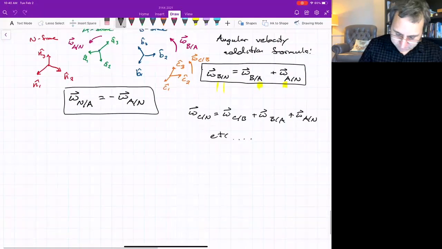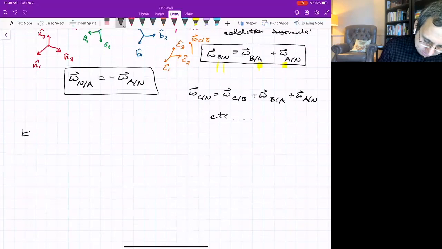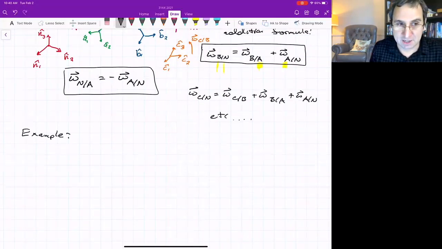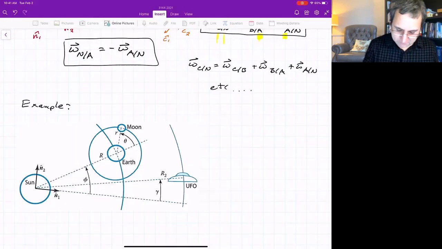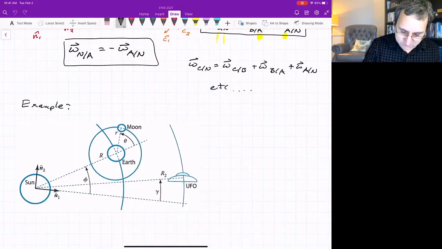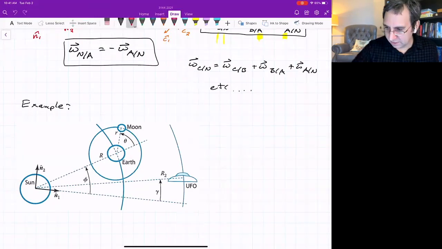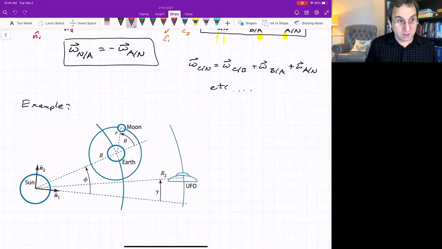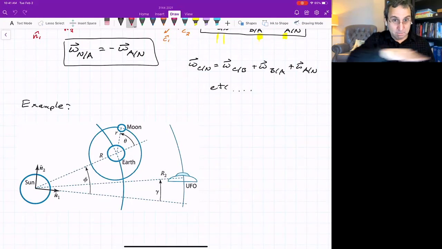All right. Let's look at an example. Let's look at an example with lots of frames. The solar system has plenty of different frames. Forget about the UFO for now. The UFO's there just to distract you, as UFOs often do. But we're looking at a simplified planetary system where there's an inertial frame fixed in the sun, and everything's in the same plane here. So life should be easy.